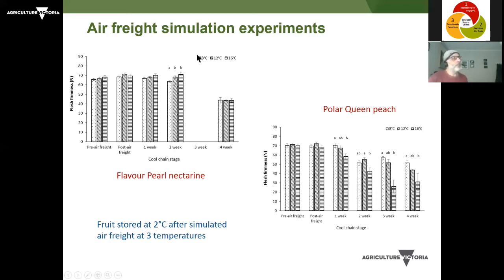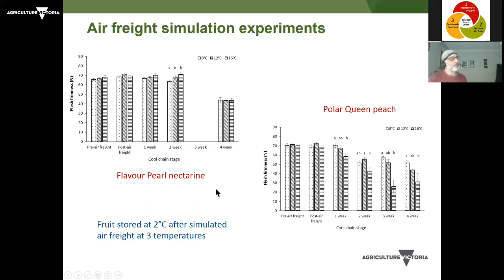We wanted to see what happens if the fruit is air freighted at 8 degrees, which was a standard air freight temperature, and then at higher temperatures, so poor temperature management during the air freight leg. We looked at flesh firmness, noting that it is in newtons. If you want to get back to kilos, just divide that number by 10, so 50 newtons is approximately 5 kilos firmness. So we have a look at the results at harvest, after air freight at the 3 different temperatures, and then storage for 1 week, 2 weeks, 3 weeks, and 4 weeks at 2 degrees.